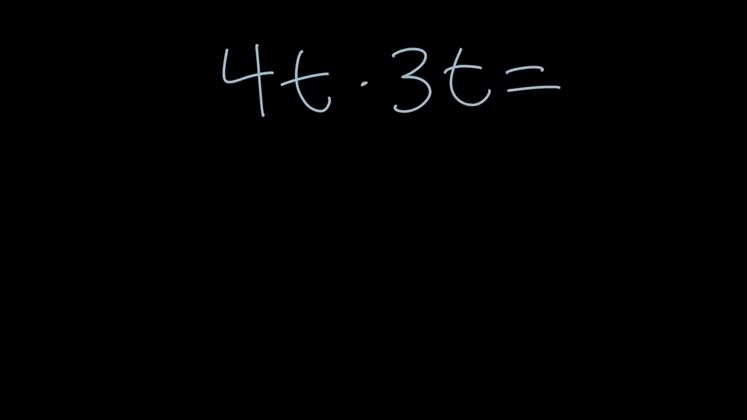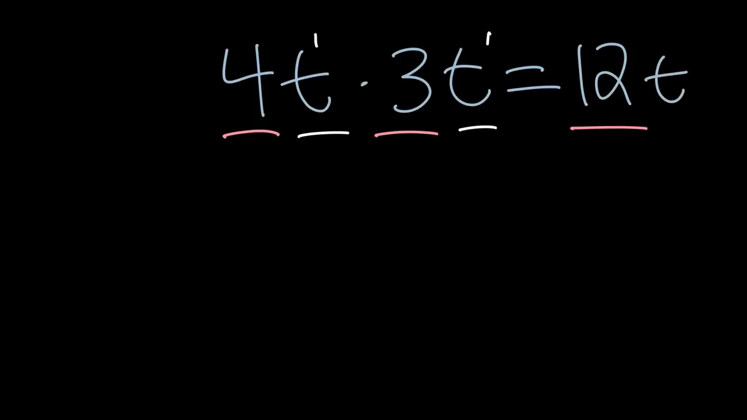Great, so let's move on to another one here. If I have 4t times 3t, well, 4 times 3 is going to be equal to 12. So I've combined my coefficients. And then t times t, again, think of a 1 being there, is going to be t squared. So the answer here is 12t squared.